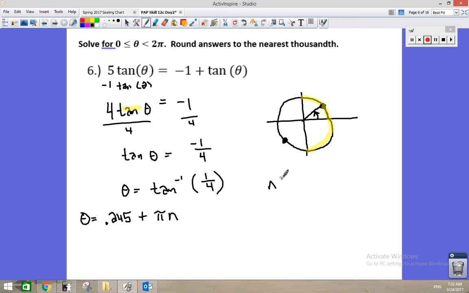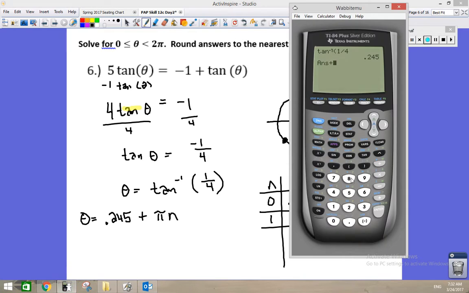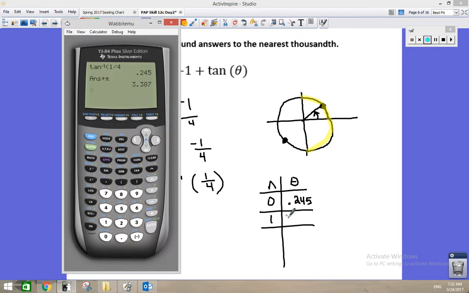So I can make a little table over here. When n is 0, I have 0.245. When n is 1, let's go to the calculator and add pi. 3.387. When n is 2, let's add another pi. 6.528. Well, 2 pi is smaller than that, right? It'd be 6.28. So that's too big.